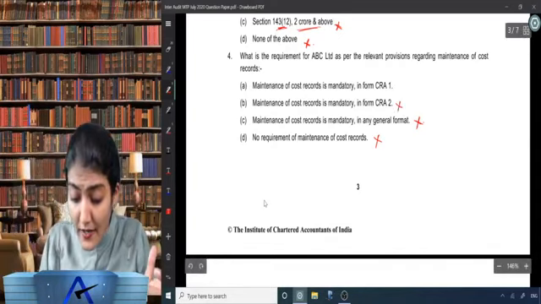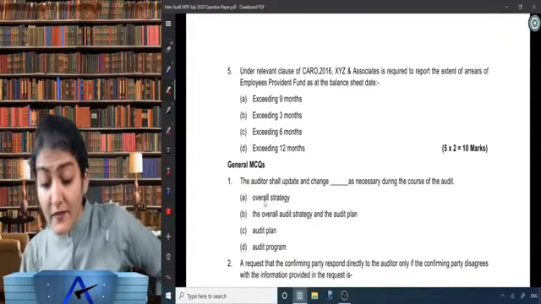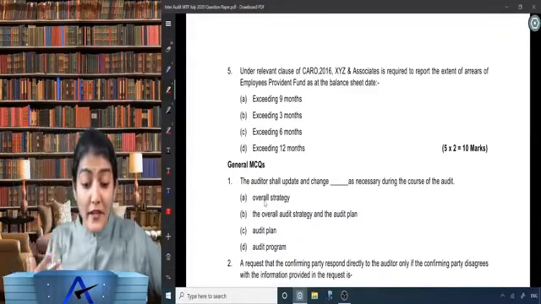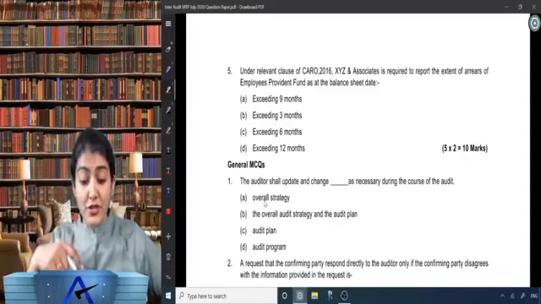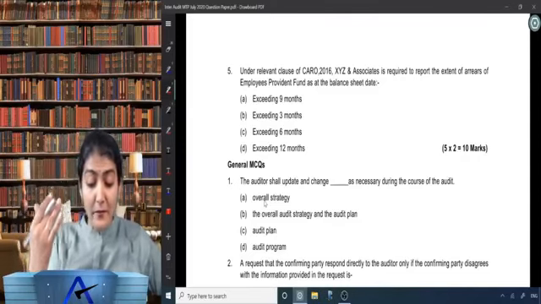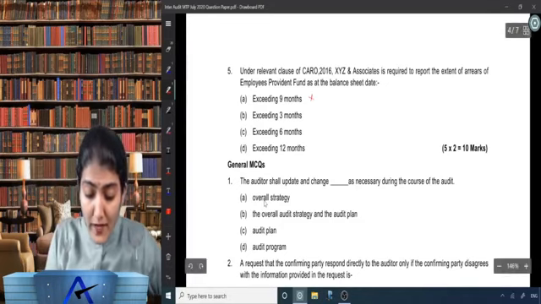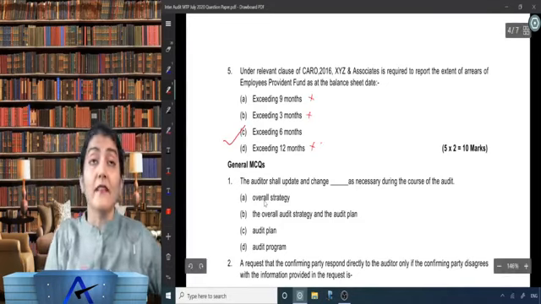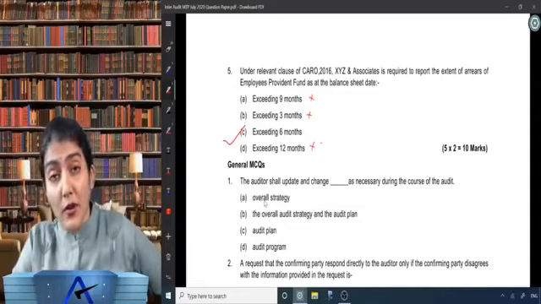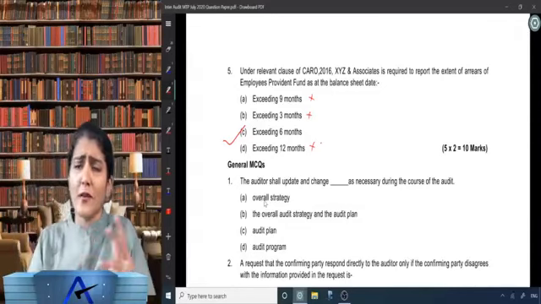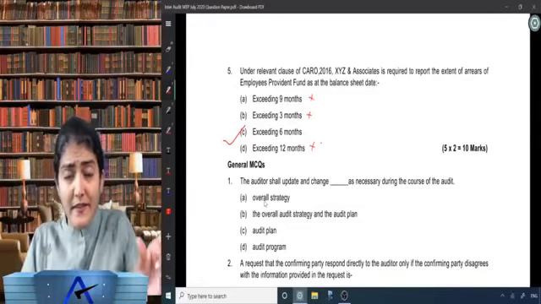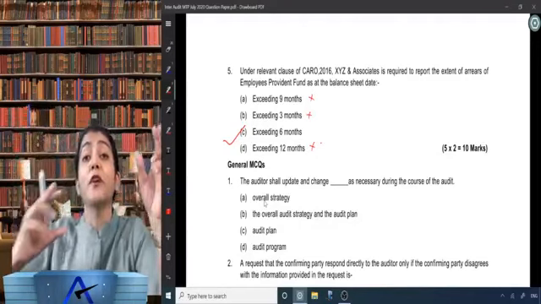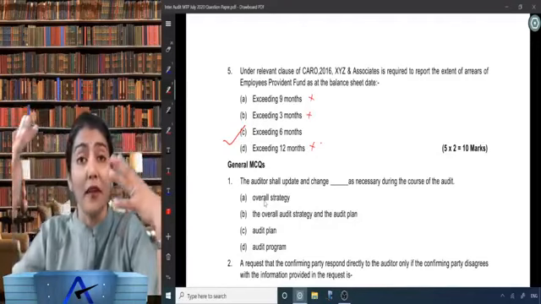Under the relevant provisions of CARO, XYZ and Associates is required to report the extent of arrears of employee provident fund as at the balance sheet date for how many months? 9 months, 3 months, 6 months or 12 months. So no 9 months, no 3 months, no 12 months. It is exceeding 6 months. That is there under clause 7A of CARO. Same thing for undisputed statutory dues, 2 points of reporting: the regularity of payment, and those undisputed statutory dues which are outstanding as on the date of balance sheet for a period of more than 6 months from the date they became payable.